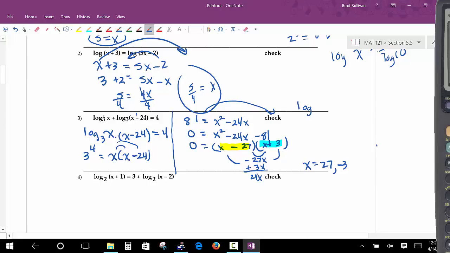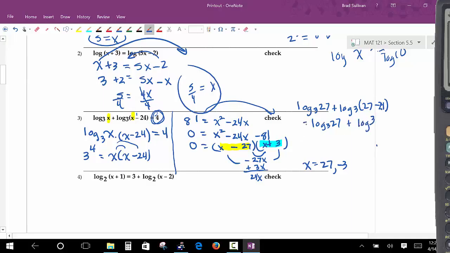So we're going to go back to the beginning, and everywhere you see an x, you're going to put in a 27. Now we're not going to get the calculator out because we don't need to. So we're going to do log base 3 of 27 plus log base 3 of 27 minus 24. And we're going to work that out, and we're going to see if we get a 4. Okay, so let's see what happens. This is log base 3 of 27. This is log base 3 of 3. That needs to be a 24 there, sorry. Okay, all right. So that's going to be log base 3 of 3.